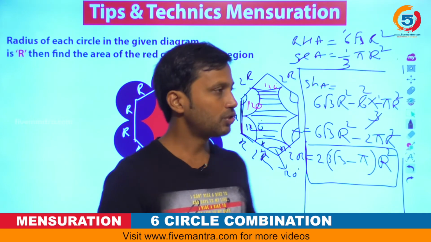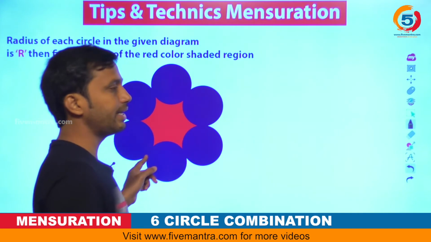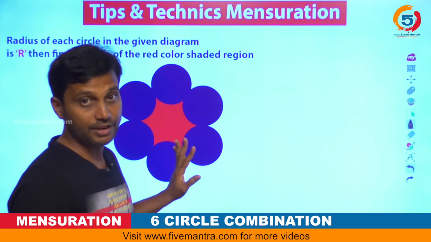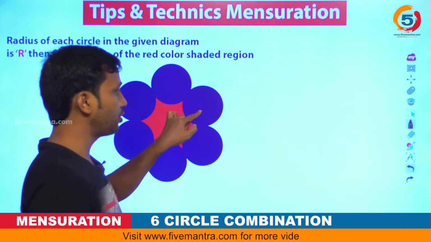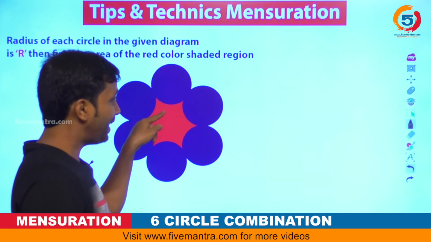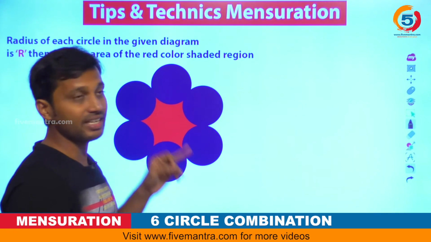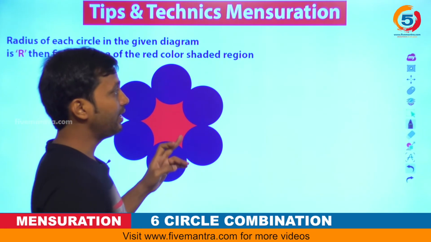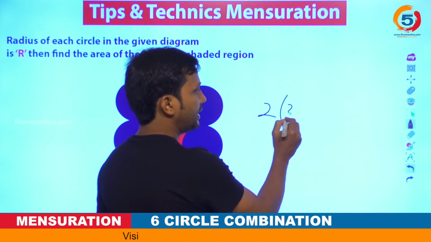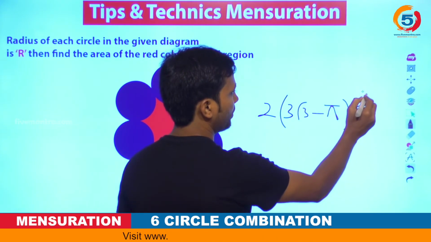So finally what did we obtain? What is our conclusion? When 6 congruent circles of equal radius are arranged in such a way that each circle touches 2 other circles, then the area of the plane in between them, in this case this red color region, is 2 into 3 root 3 minus pi r square.